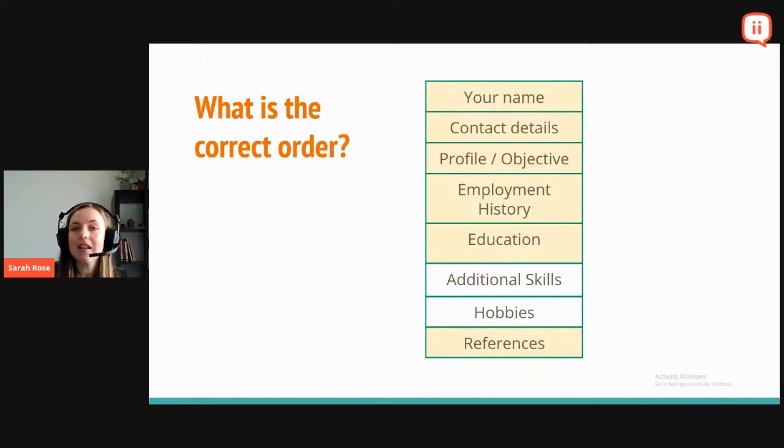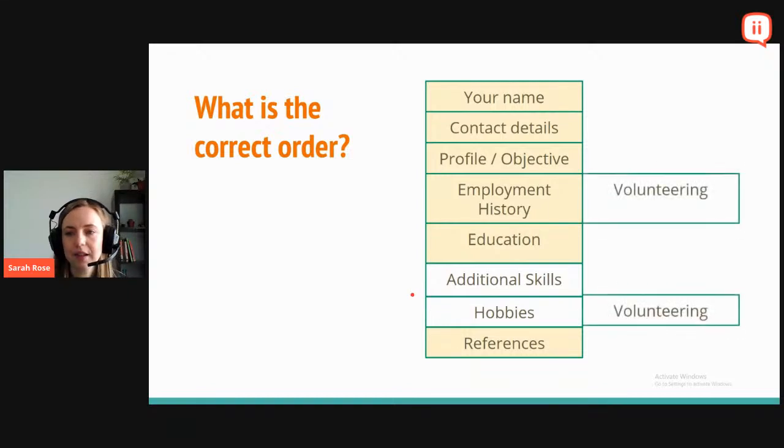Again, additional skills, we don't have to include it. But if we've got specific professional qualifications or training, for example, in using Microsoft Excel or in health and safety, in using dangerous substances, something like that, we would put that. We can put it under the education.